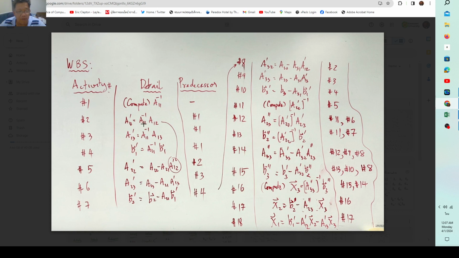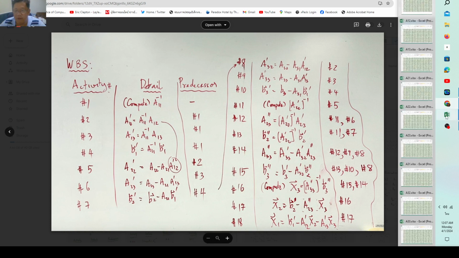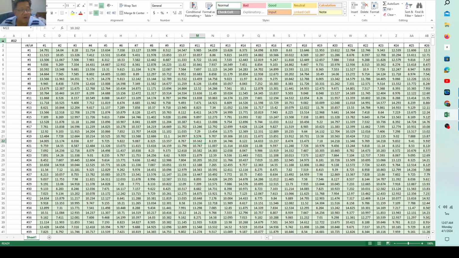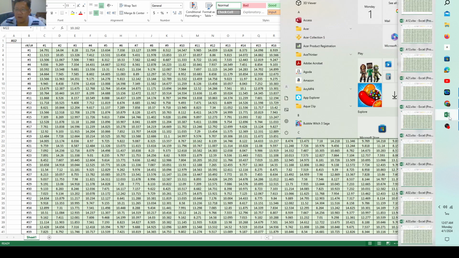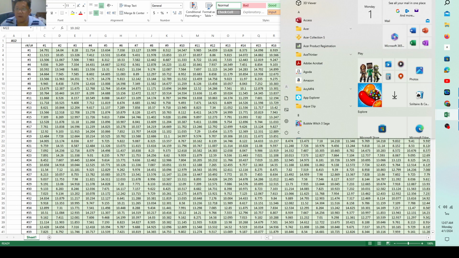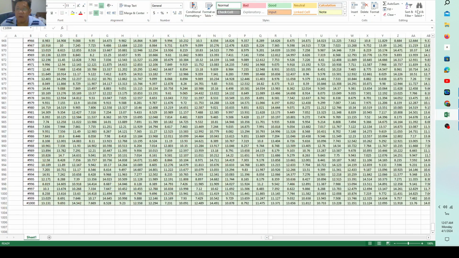We can find A12 prime, which is A11 inverse times A12, and you have A13 prime, A11 inverse times A13, which is the continuation of these two. You have A12, but since A11 inverse is in another file, you would do it here. Oh, sorry, it's over here. A11 inverse is in this file, so you need to copy the resulting 1000 by 1000 matrix of A11 inverse to this file.